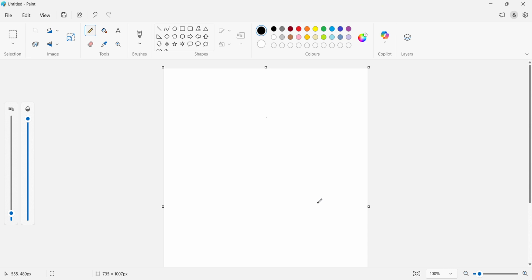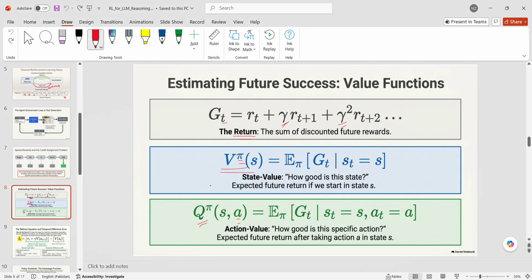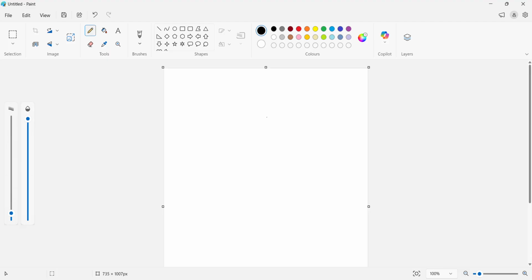Now that we have understood the basic elements in a reinforcement learning problem, I want you to understand some of the most important functions in reinforcement learning, namely the value functions. So let's first understand why we need value functions?